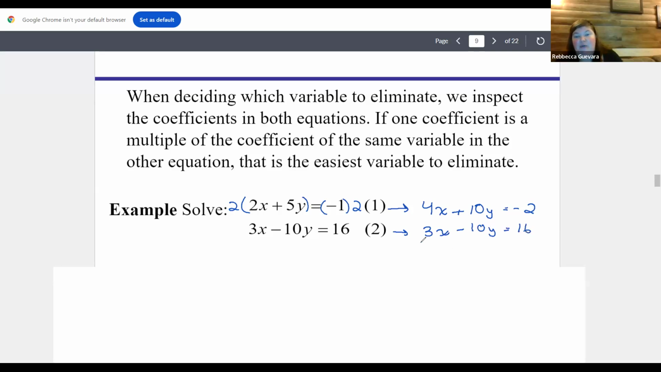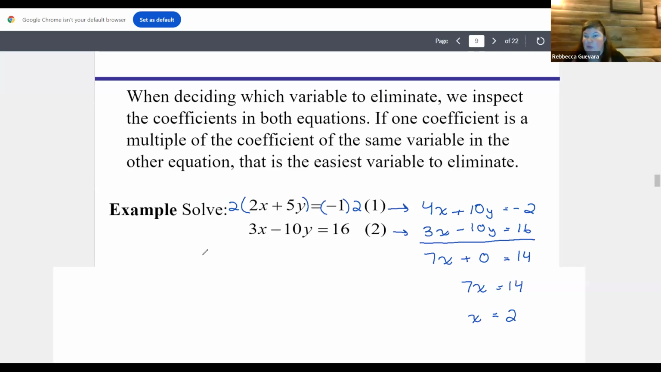But what you see now is that if I try to add these equations, I'm going to make y disappear. Now I have 7x is equal to 14. And easily I can say, oh, well, then x is equal to 2.